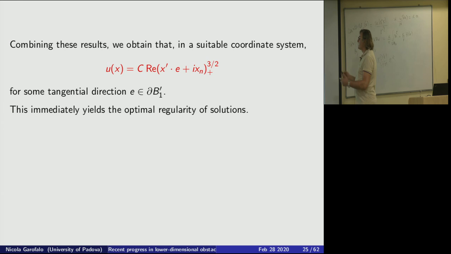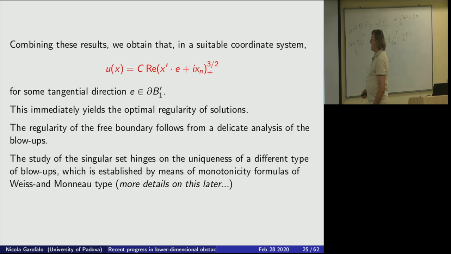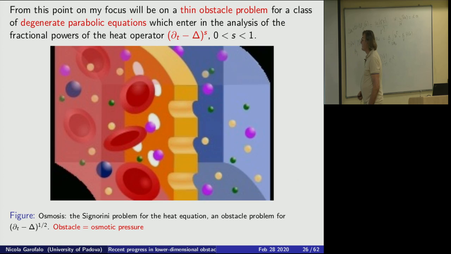Okay, so combining these results, one shows that the solution U in a suitable coordinate system must be of this form, and this immediately gives us the optimal regularity. So then U must have best regularity 3/2. So this tells us what is the regularity at the regular free boundary, generically. But one has to study now the regular set and the singular set. And so I will quickly go now through this.